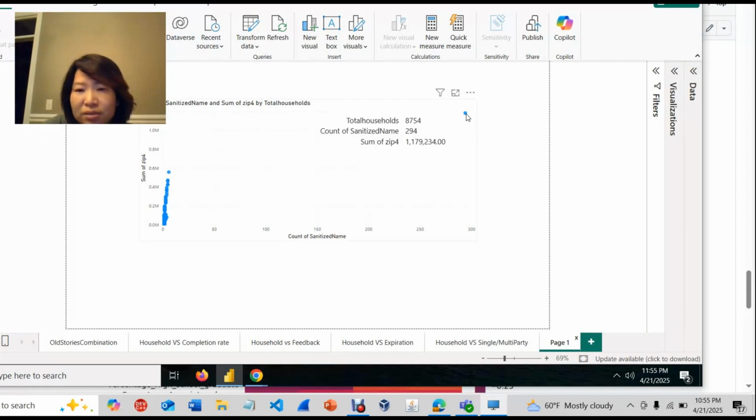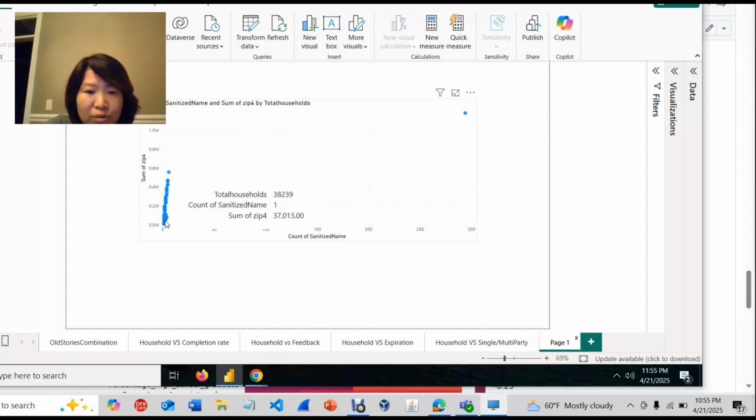Right here we can see the highest number, which is the total household size in this apartment and in this zip code. And then here will be the lowest one, which is the apartment is just one, and the total household size is a bit higher, as we can see.